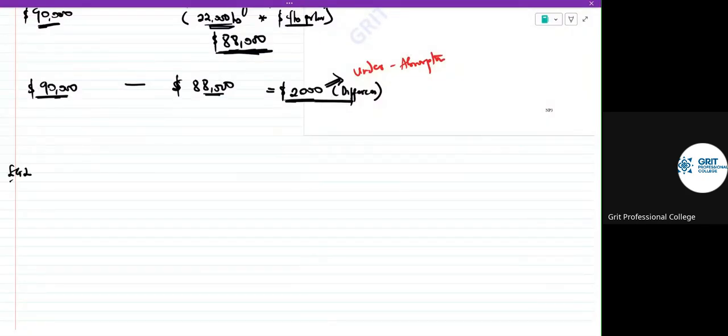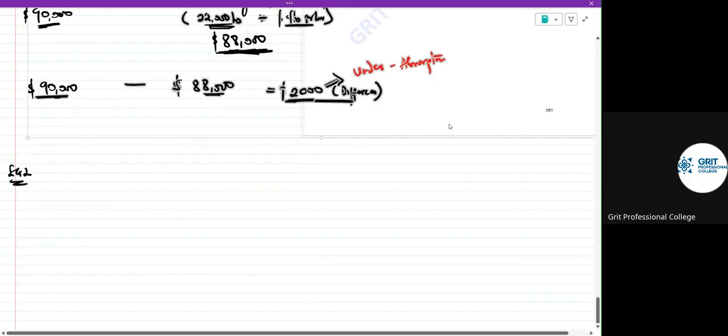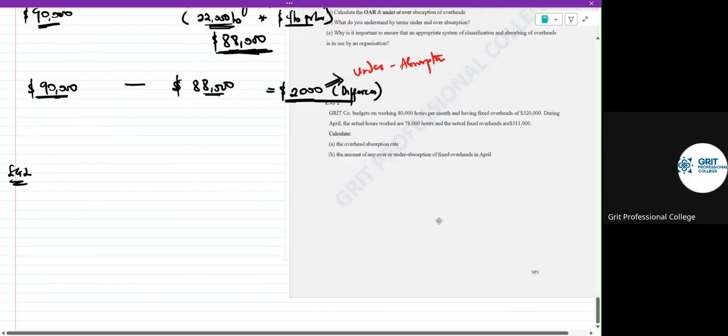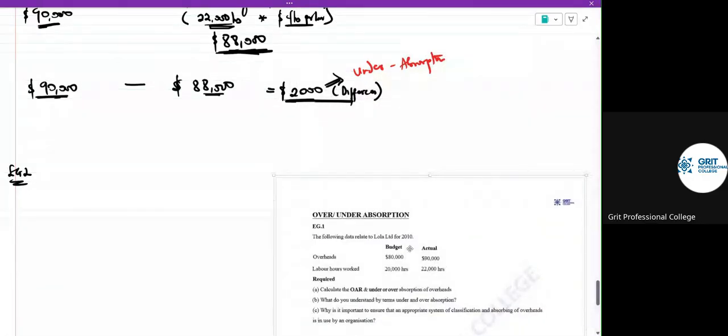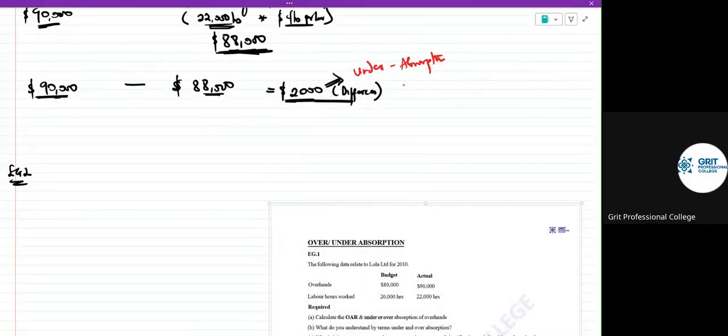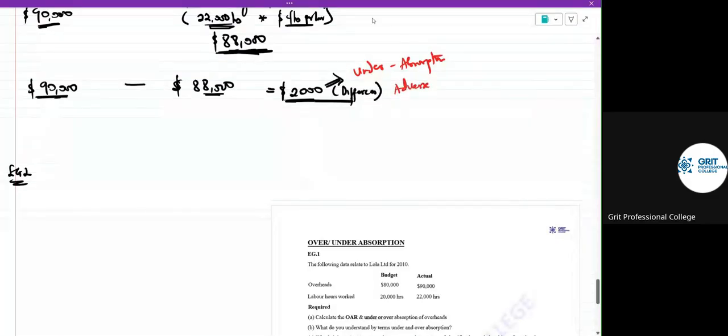Let's look at the second example. So let me add here. So this difference is adverse. Okay, it's adverse.